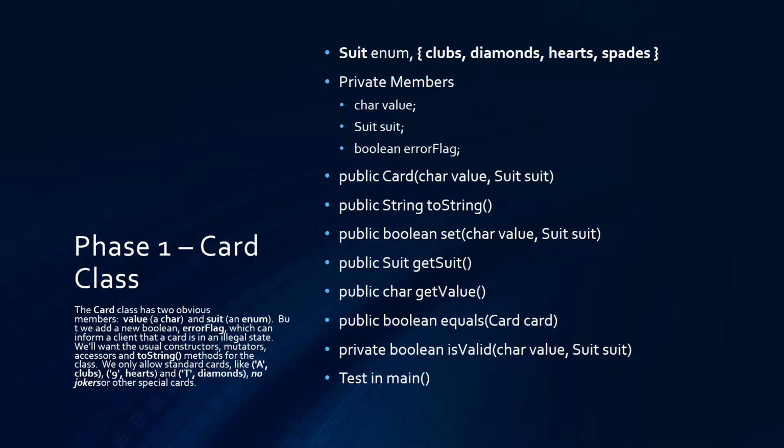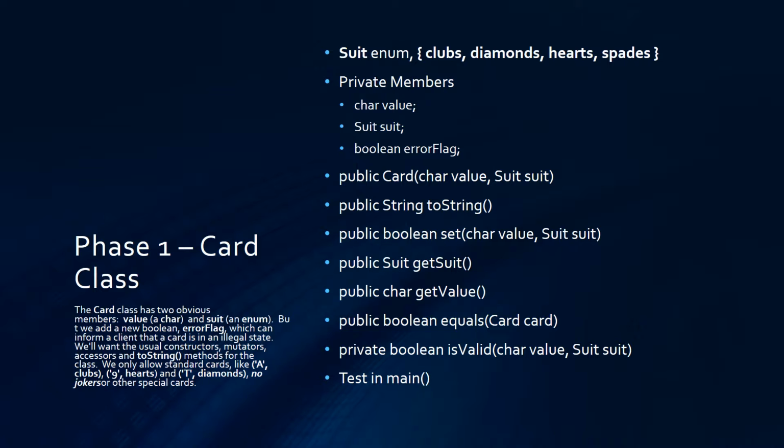In phase 1, we only allow standard cards like the Ace of Clubs, 9 of Hearts, 10 of Diamonds. We shouldn't use any jokers or other special cards. We'll create an enum type suit for all 4 suits in the deck. The 3 private members of the class are char value, suit, and boolean error flag. The class needs 6 public methods.